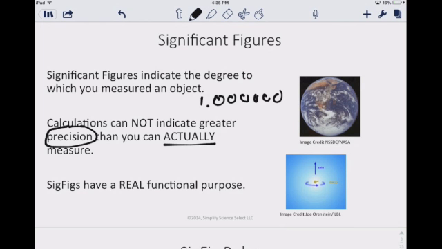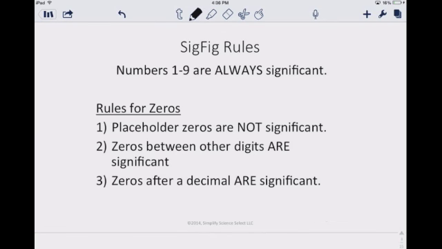Now, significant figs or sig figs have a real and functional purpose. When NASA uses them to calculate and send things out into space, we need to make sure that we're paying attention to it, and especially when we're looking at subatomic particles, we need to make sure that we're being accurate and measuring to what accuracy we can. So, rules for significant figures.